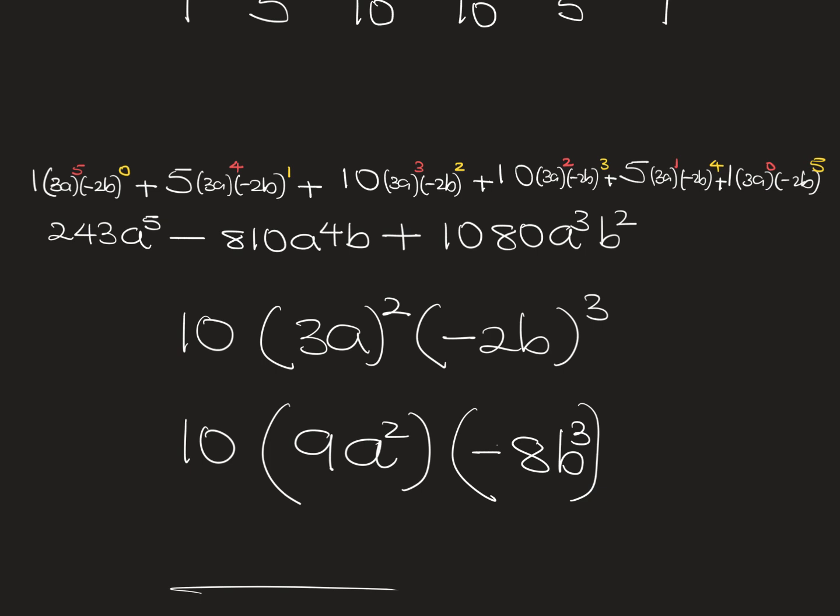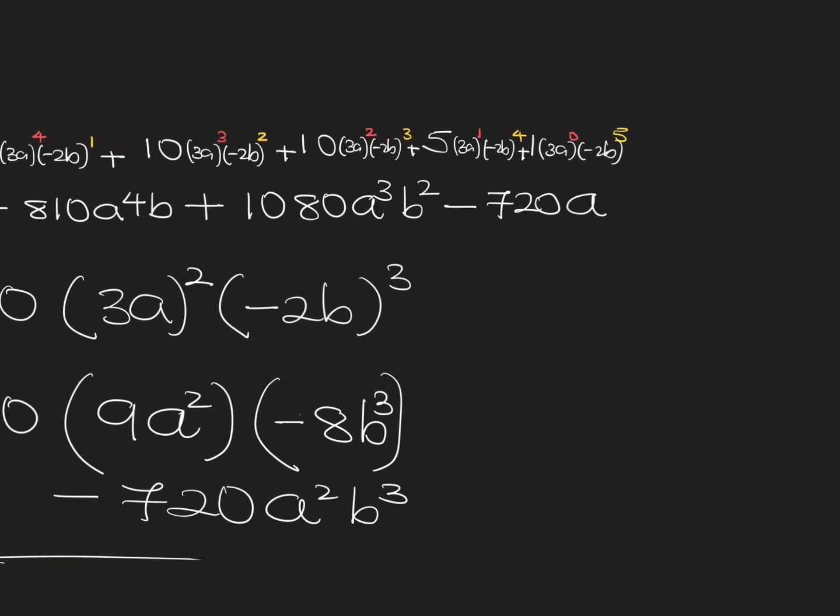So if I multiply 10 times 9 times minus 8, I will have minus 720 a to the power 2 b to the power 3. So that is a negative. So we'll have minus 720 a to the power 2 b to the power 3.